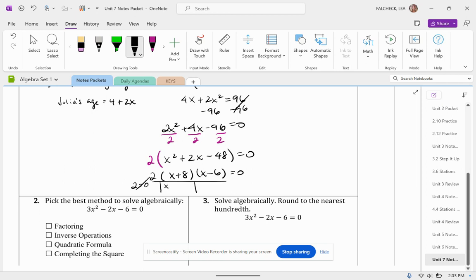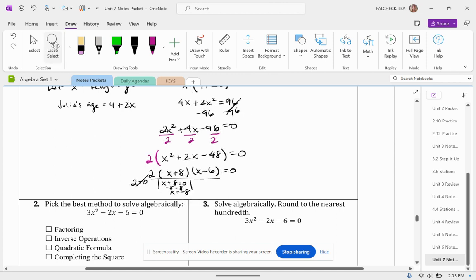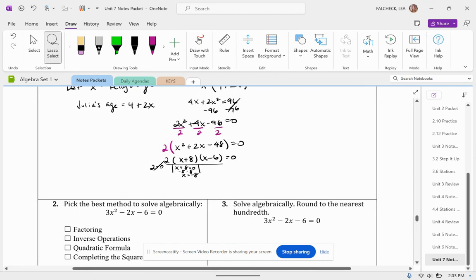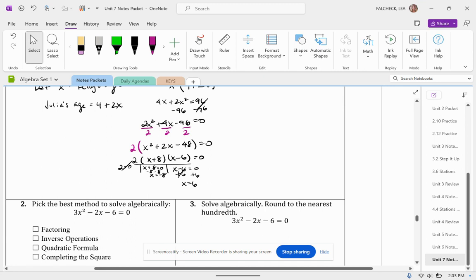2 equals 0, throw it out. That makes no sense. I'm going to make everything a little smaller because I can't quite see everything, okay? So then now I've got x minus 6 equals 0. I'm going to add a 6 on both sides. x equals 6. So my two options for answers here are x equals 6 and x equals negative 8.